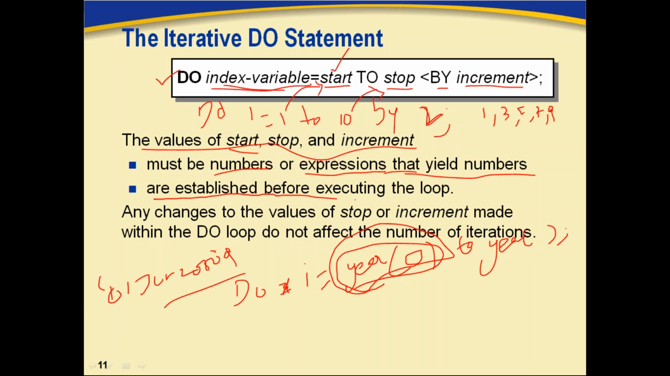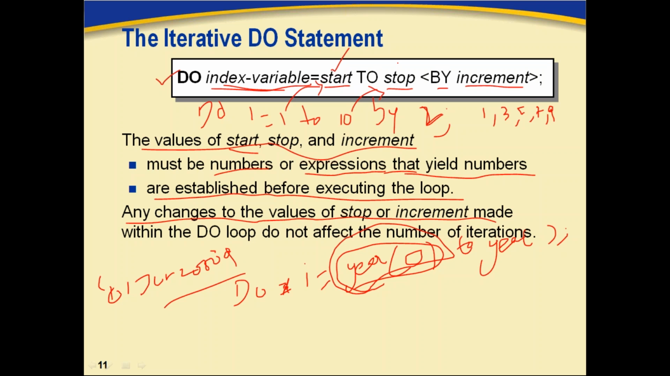These are established before executing the loop. So before executing the loop itself, you define the start value, stop value, all those things. And any changes to the values of stop or increment made within the do loop do not affect the number of iterations.